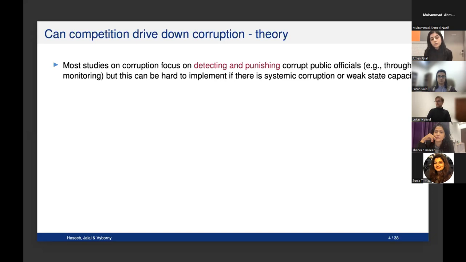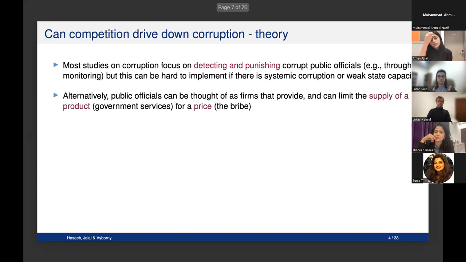In this talk, I'm going to present a framework where I suggest that we think of public officials as a firm that provides a particular service. This would be a public good. You can think of it as passports, driver's licenses, those types of things. They provide these services and can charge a price for it. The reason they can charge a price is because they have the ability to limit the supply of these services. For example, they can substantially delay your access to it or inhibit access altogether to these application systems. And in return for providing this service, given the power that they have over its supply, they can charge a price, which is the bribe.